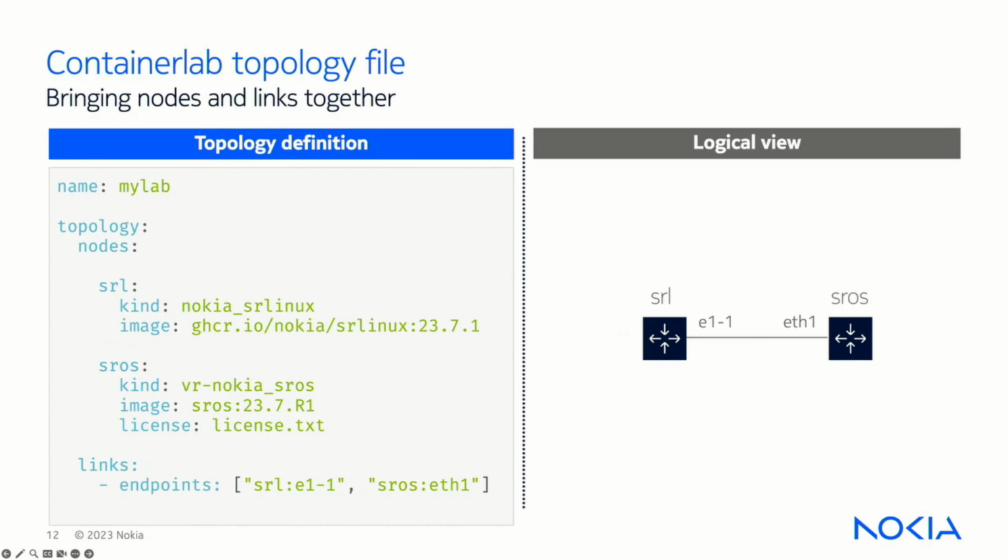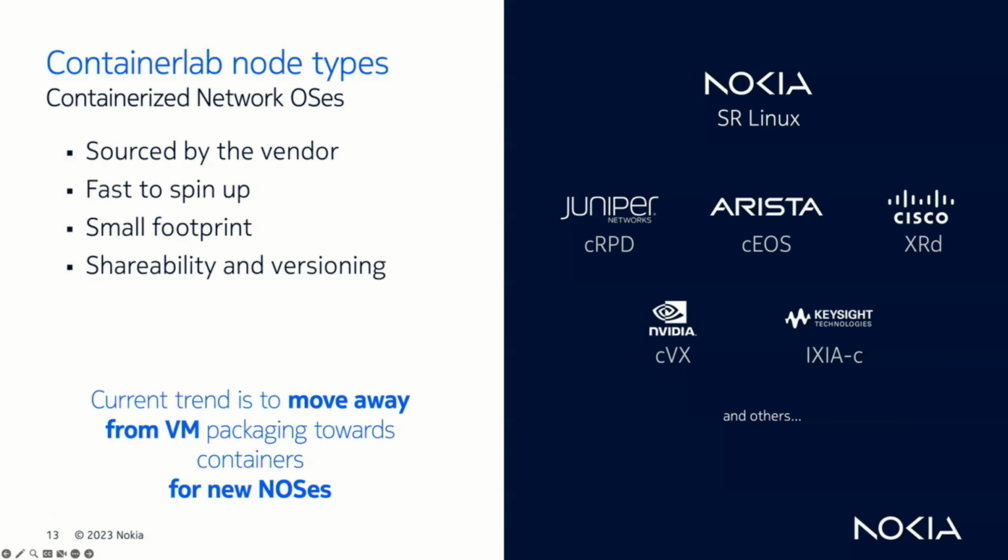When you bring nodes and links together, the topology comes into full shape. You see that in under 15 lines, we created a simple topology with just two nodes connected back to back. You can just copy and paste this topology file and run it on your Linux machine. And granted you have the container images, you will be able to run this as is. So that is how simple it is. But now the interesting part is, what kind of nodes can you run with Containerlab?